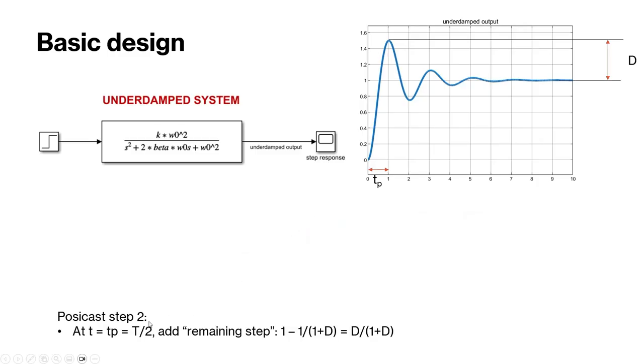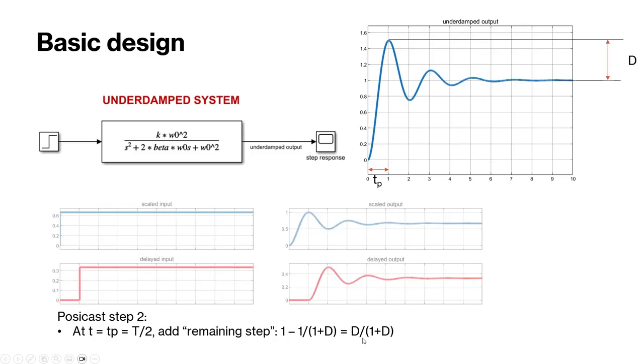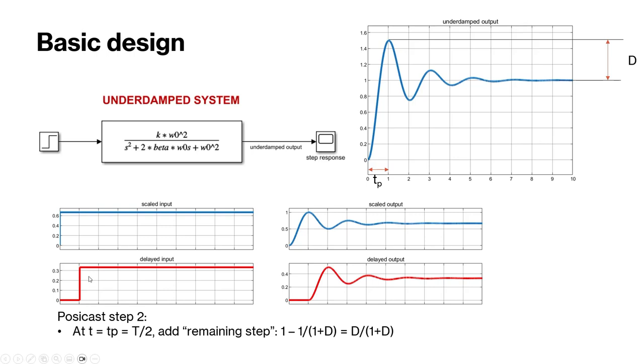At step number 2, we are going to look at the time Tp where the overshoot takes place, and we add from that point on the remaining step, which is 1 minus 1 over 1 plus D, which is equal to D over 1 plus D. When doing that, we get this as an input, the delayed input, and this as the delayed output. So this was the output of the first step, and this is the output of the delayed step.